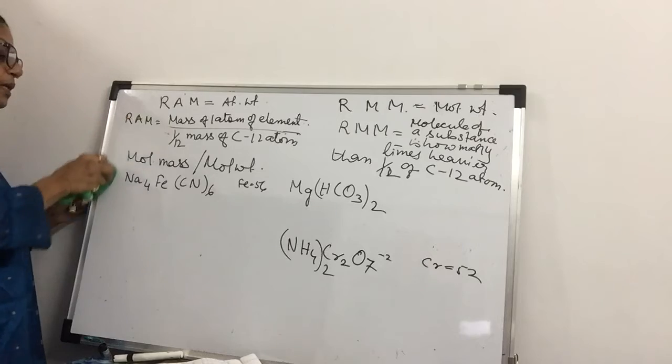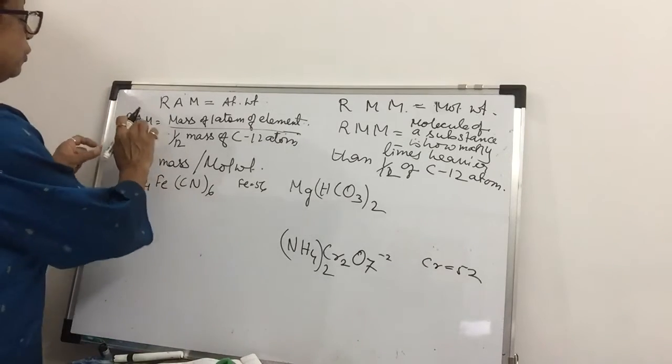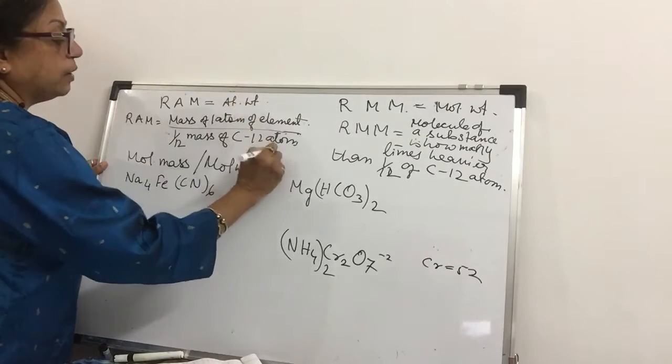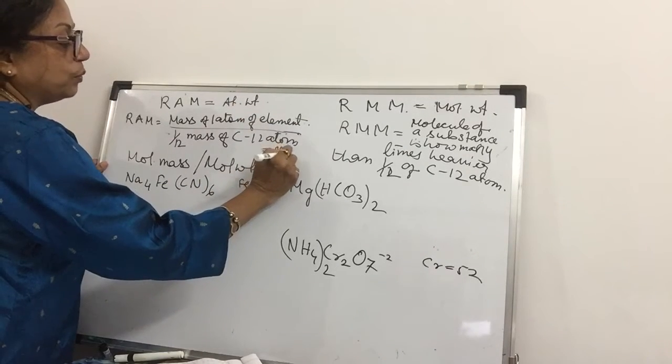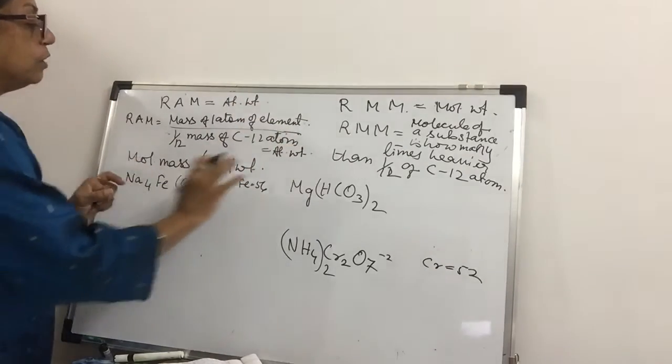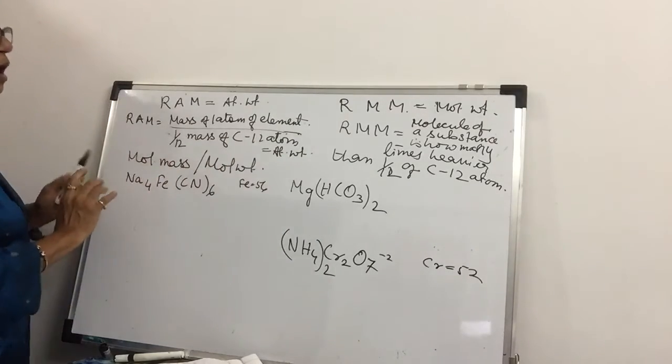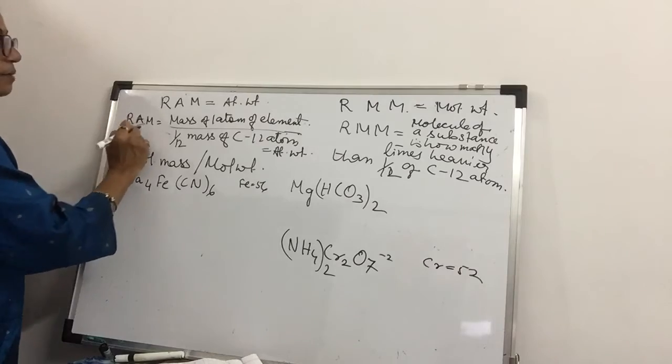Now this relative atomic mass is also said to be atomic weight. Atomic weight. You can say atomic mass also, but atomic weight is better. So this is how we study about relative atomic mass.